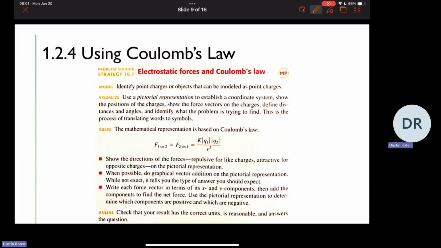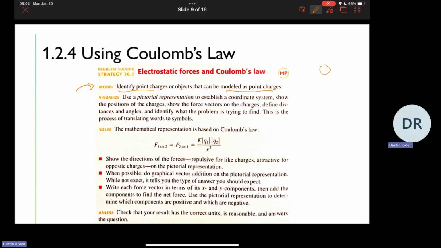As far as problem solving goes, I did include this from the book because it's important to remember all these steps. That'll keep you from going astray when you're solving these problems. Some of these can be pretty involved, so do take a look at this in the book as well. Take some time, make some notes. The first thing you should always do when you solve any sort of physics problem is take a modeling approach. For electrostatics problems, you want to identify point charges or objects that can be modeled as point charges.